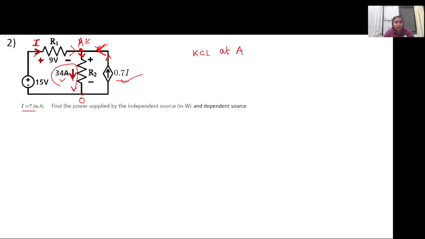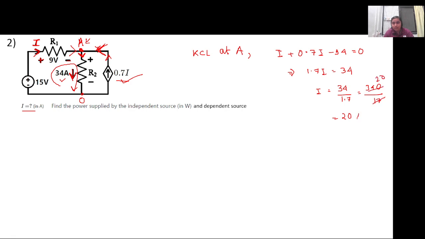If you apply KVL, you will have to assume a voltage and solve for the unknown again. So let's apply KCL at node A. If we apply KCL, it will be I current flowing in, 0.7 I also flowing in, and minus 34 ampere flowing out, right? So this is 1.7 I equal to 34. So the current I is equal to 34 by 1.7. So this will be equal to 20, because this is 340 by 17.